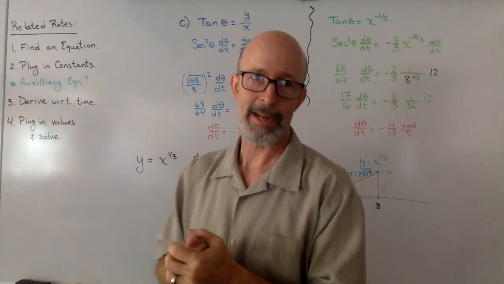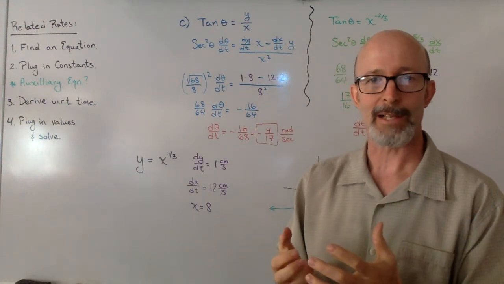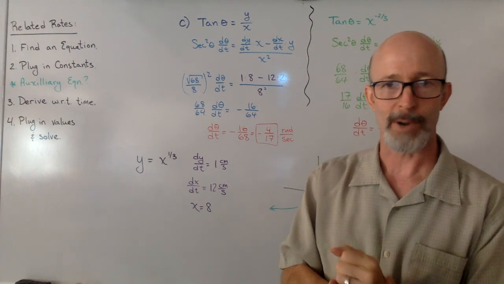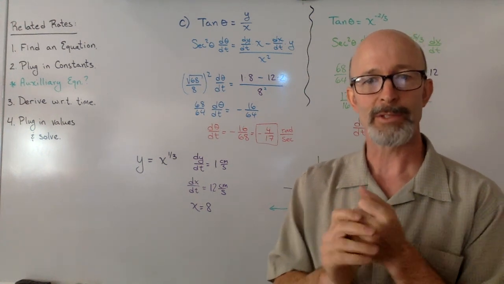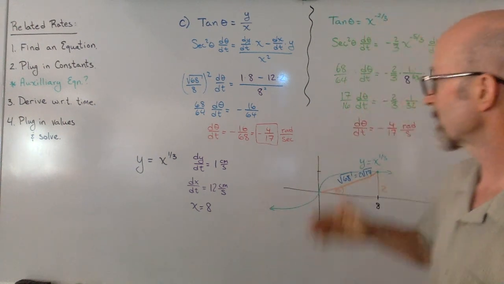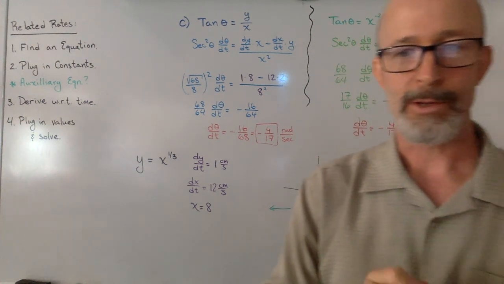So just a quick summary here. If you come across a problem like part B, the distance portion of this problem, and you have too many variables, use an auxiliary equation. Sometimes it can make it simpler, but usually you'll need to.